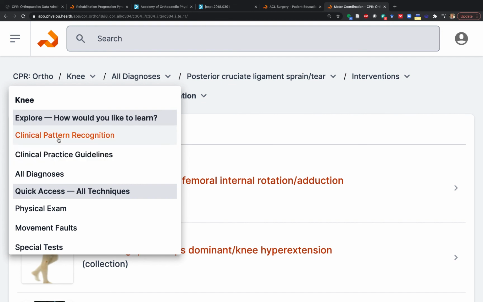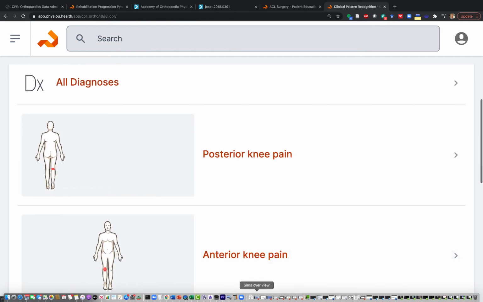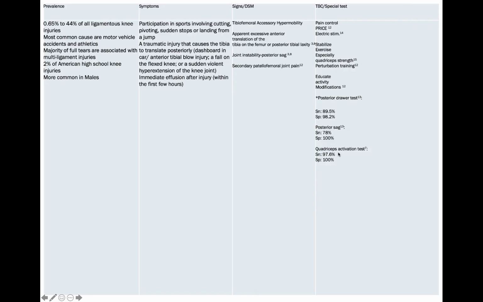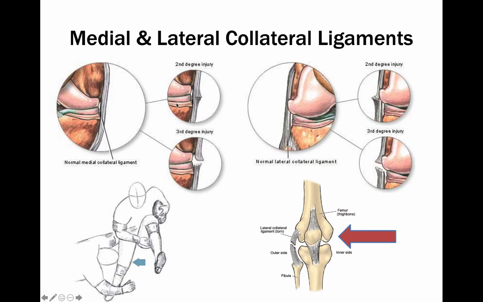Let's go back to the pain patterns. So that was what you saw here for your ligamentous injuries, and our last category is MCL and LCL. I've lumped those two together because in reality, the management strategy is almost exactly the same, whether it's a medial or lateral collateral ligament injury. Because in the end, it's a knee pain, knee stability and movement coordination problem.